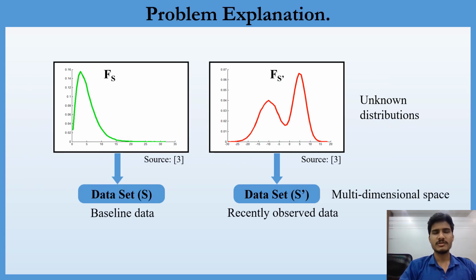Now I will discuss the problem. The problem is we have the given dataset, which is F_S, a multi-dimensional data, and F dash S is the newly observed data. So we have to find out whether the newly observed data has significantly changed from the previous distribution or not. Now let's see the further steps.